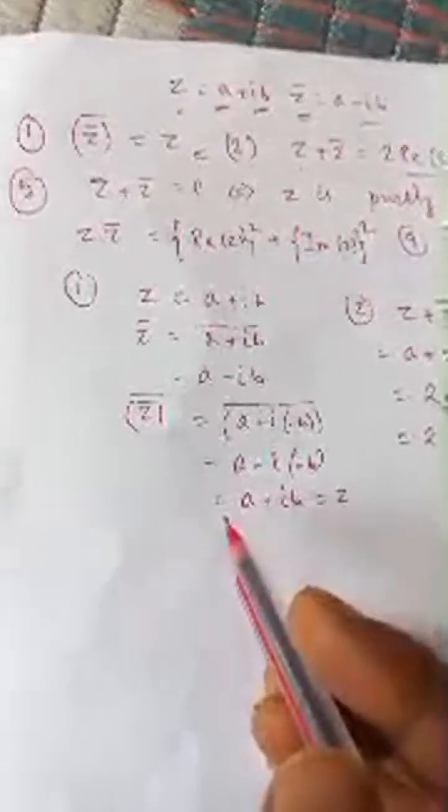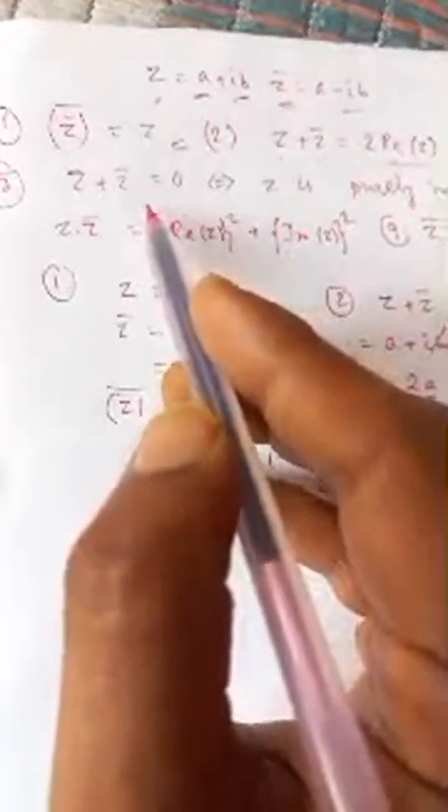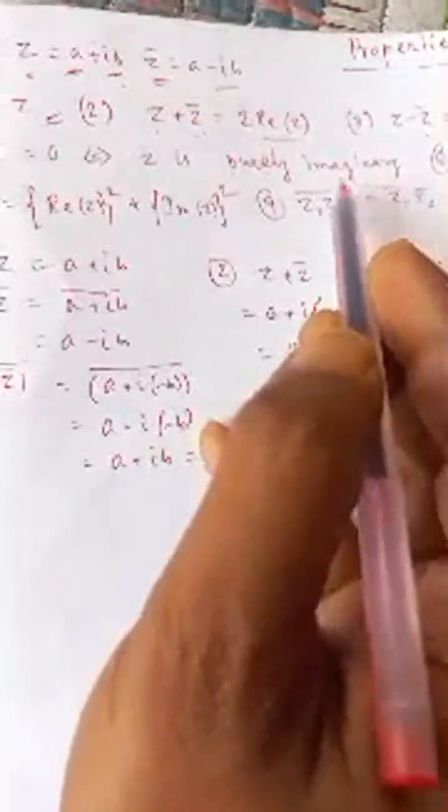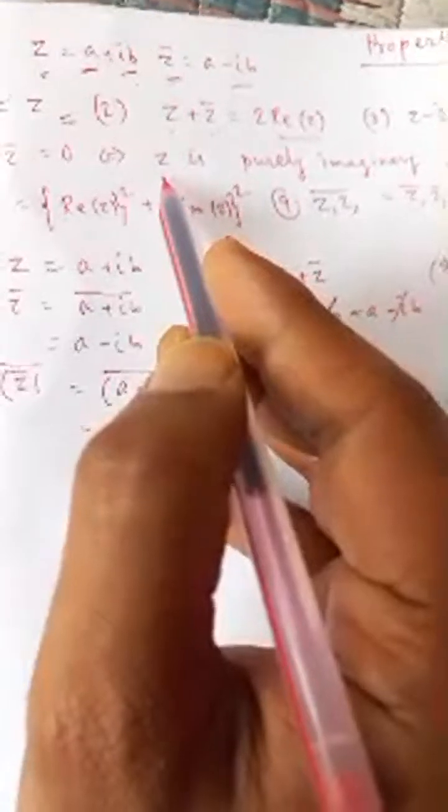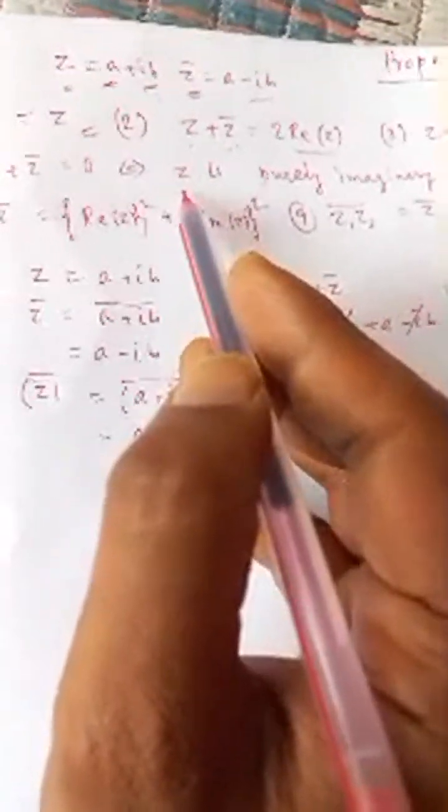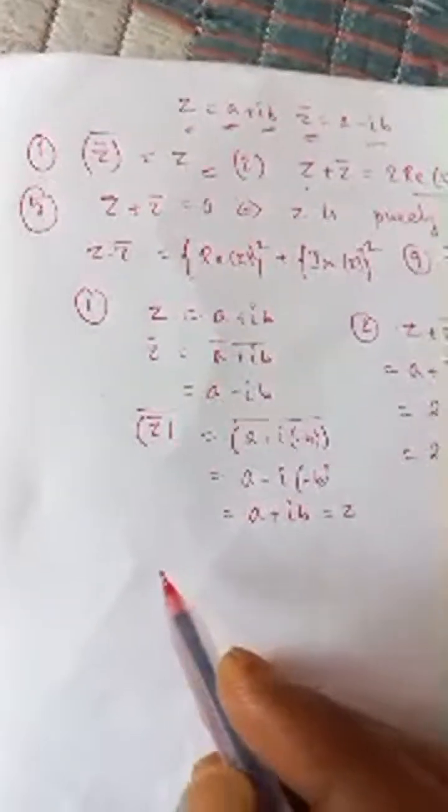Now, the fifth property: if Z plus Z bar is equal to 0, then Z is purely imaginary. Means real of Z is equal to 0. So how can we prove this?